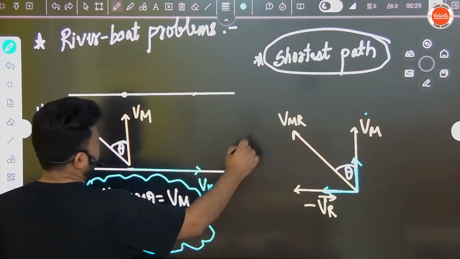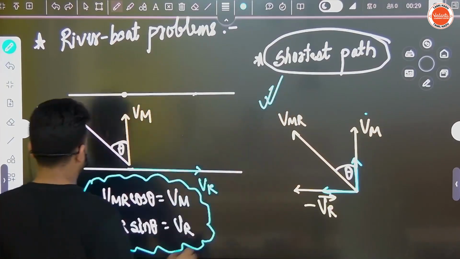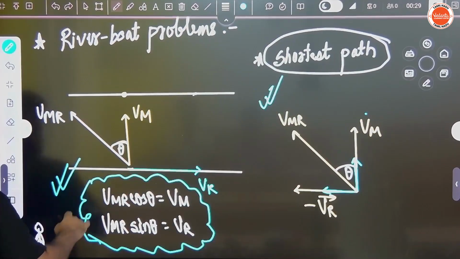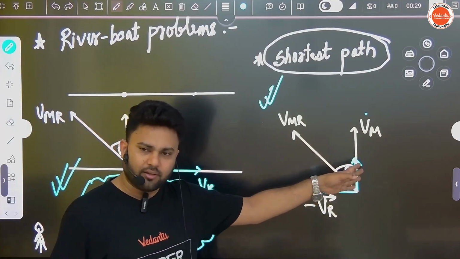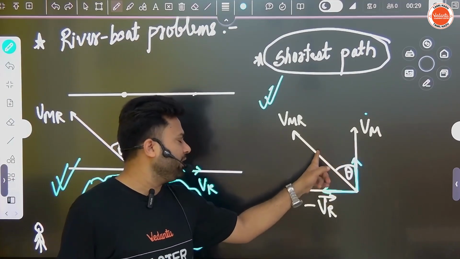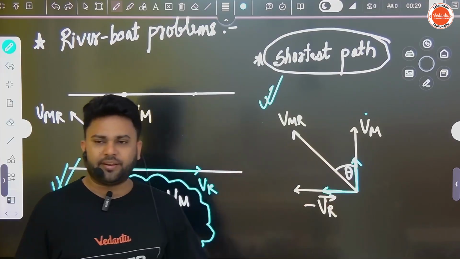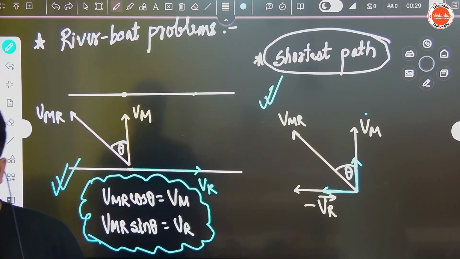So remember this diagram and remember this formula. No need to mug up. If you just remember this diagram, then you can form VMR cos theta equals to VM and VMR sin theta equals to minus VR. Correct.